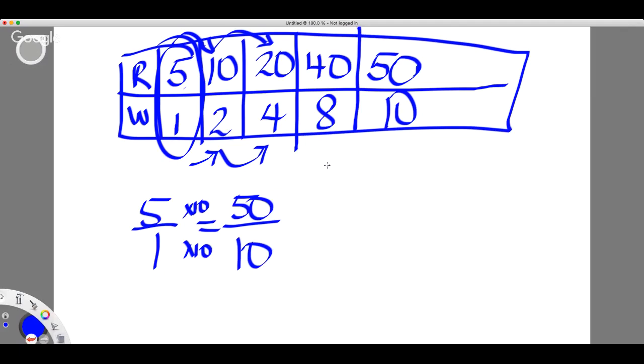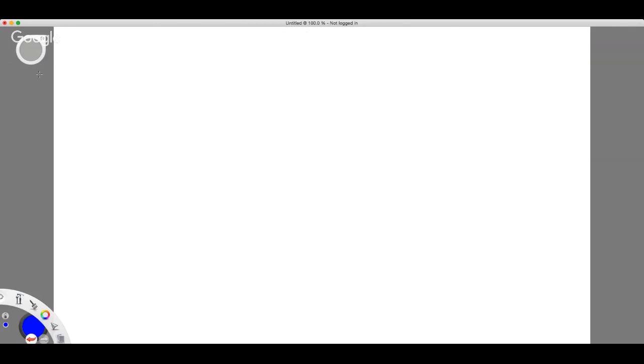Next, we have some more ratio tables. It says, the following tables show how many words each person can text in a given amount of time. Compare the rates of texting for each person using the ratio table. Who is faster? It says, hint, find the unit rate for each. So to find out who's faster, let's see who can type the most number of words in a minute.